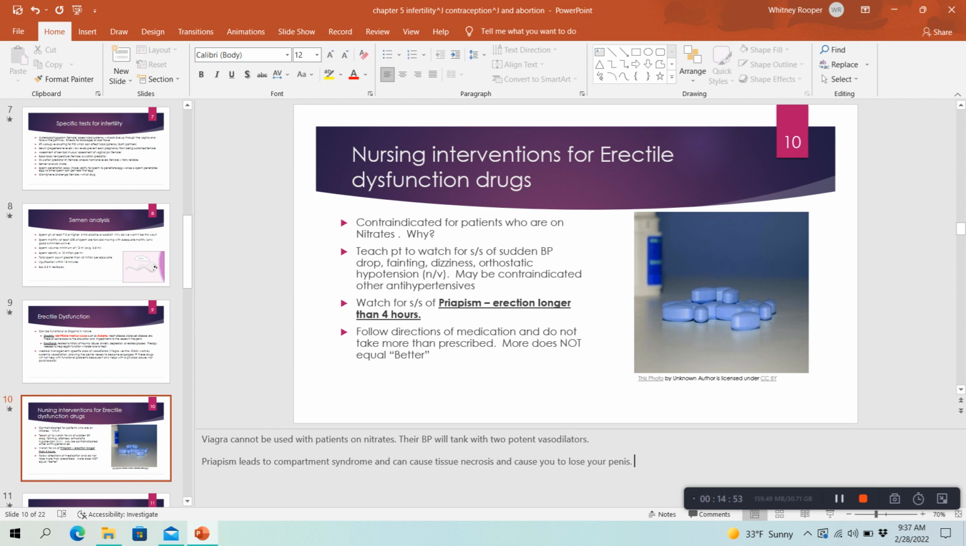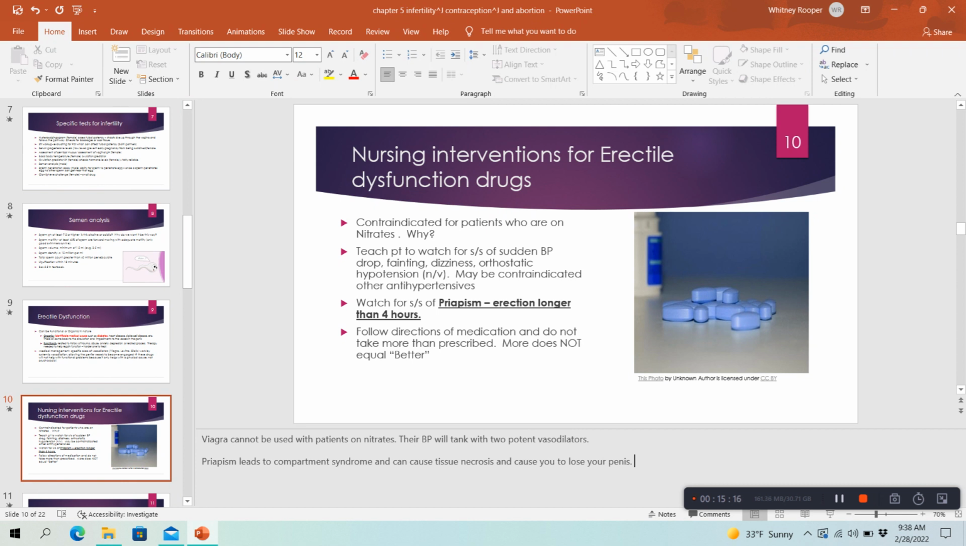Isn't it compartment syndrome? Well, you could call it compartment syndrome. Technically speaking, it's not like an extremity, but it's the same effect. It's the net same effect. Yeah, it's the same thing as compartment syndrome, really. And again, the worst case scenario is ischemia and tissue death.